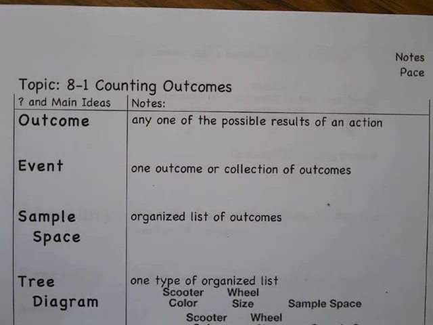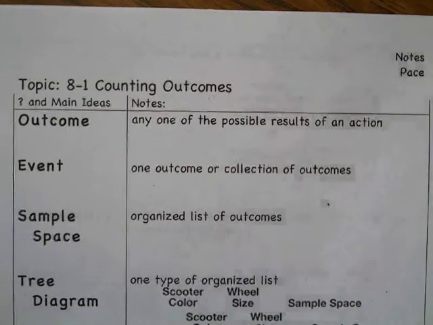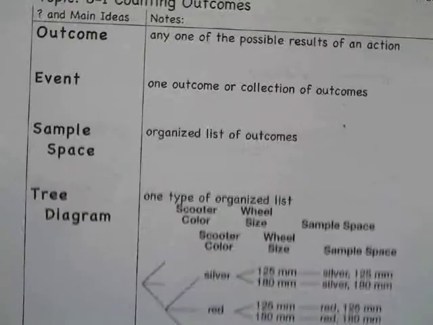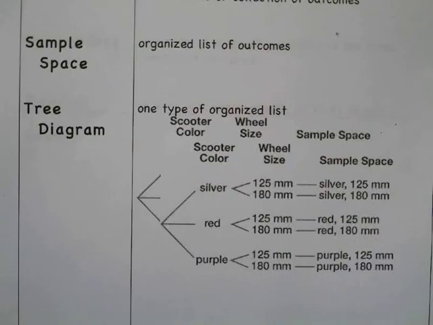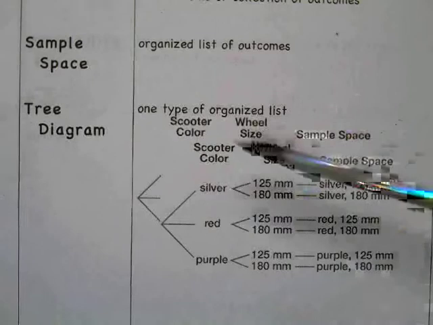The sample space is a list. It's an organized list of outcomes. You should be familiar with sample spaces from last year. Now, one way of demonstrating a sample space is using a tree diagram. So here's an example of a tree diagram.